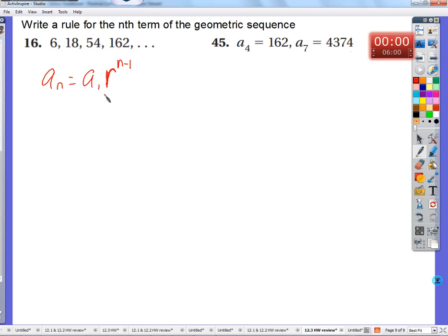All right, so A sub 1. What's A sub 1? 6. 6, and what is R? 3. To the n minus 1. And that's it. A sub n equals 6 times 3 to the n minus 1.